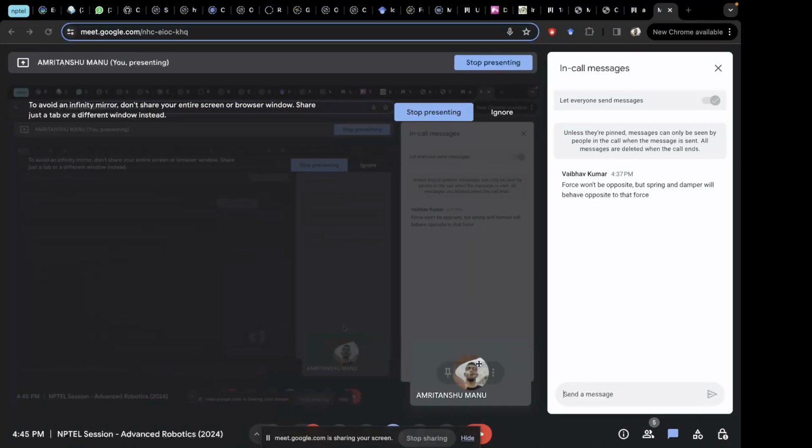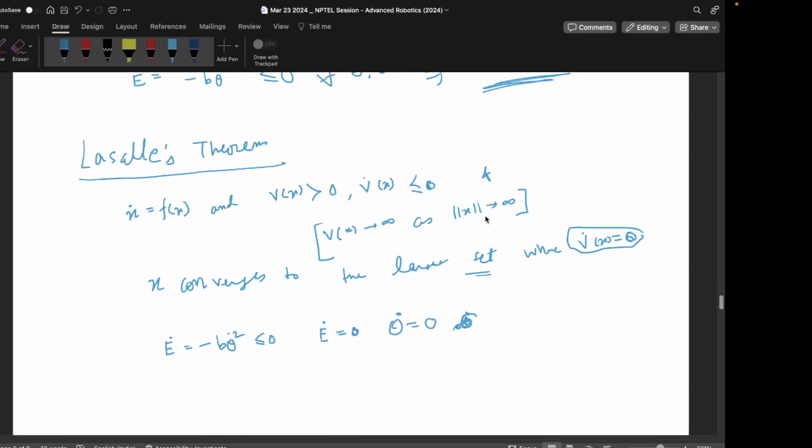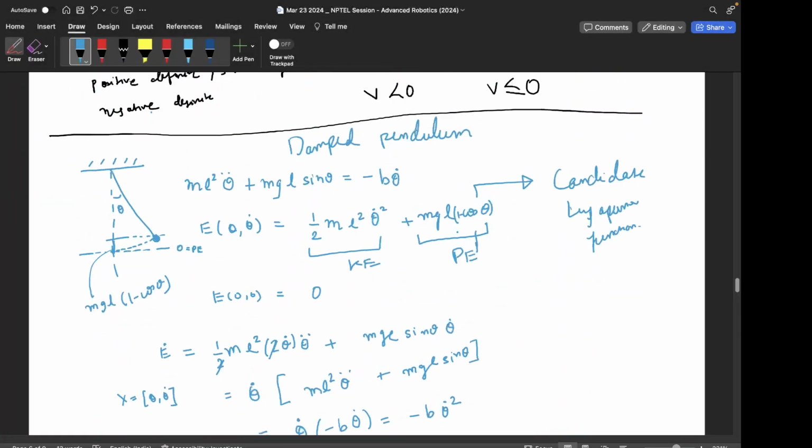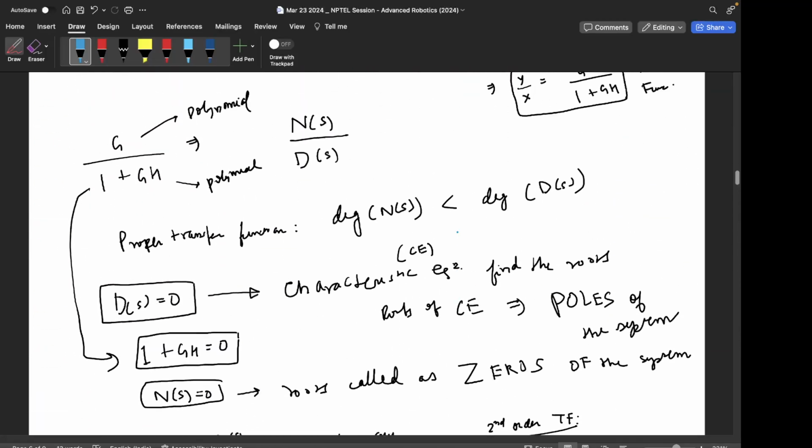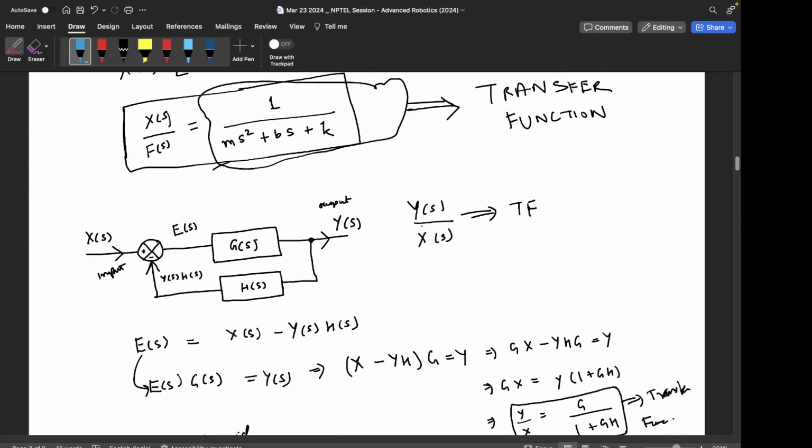Sir, I have some clarification. Yeah, you can go ahead. Could you show the screen, sir? Yes. Scroll up, sir. The controlled system block diagram. This one. Yes, sir. So this is a closed loop, no, sir? Yeah, this is closed loop.